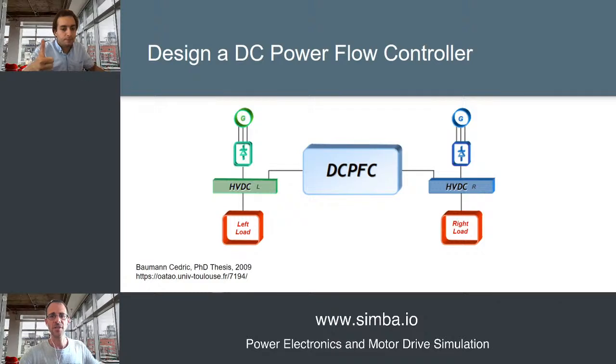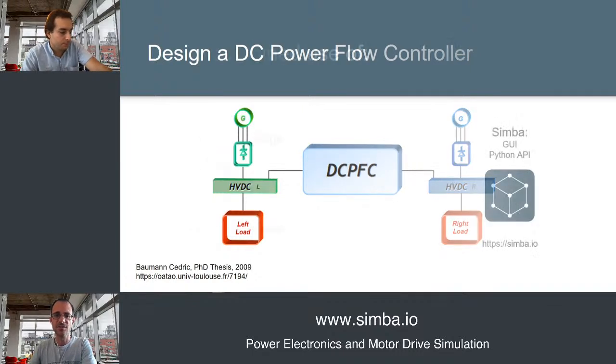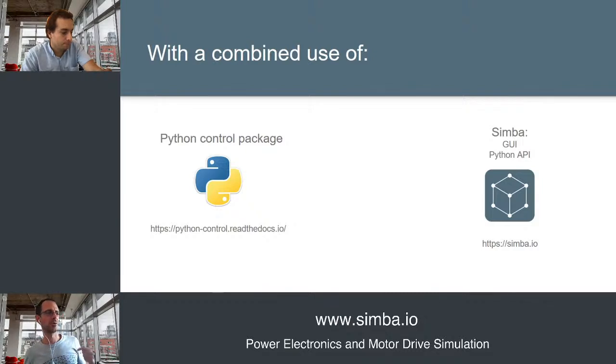So today I would like to show you a short example which deals with the design of a DC power flow controller. This controller makes it possible to manage the power flow between two DC voltages, such as in embedded electrical networks for aircraft, as shown in Bowman's PhD thesis. The design of this controller is a perfect example, in my opinion, of what can be done with Python, and more precisely the Python control toolbox and SIMBA, using both its graphical user interface and its Python API.